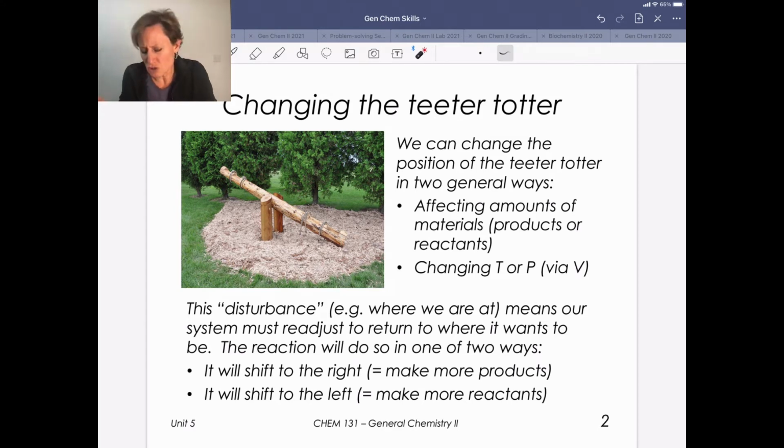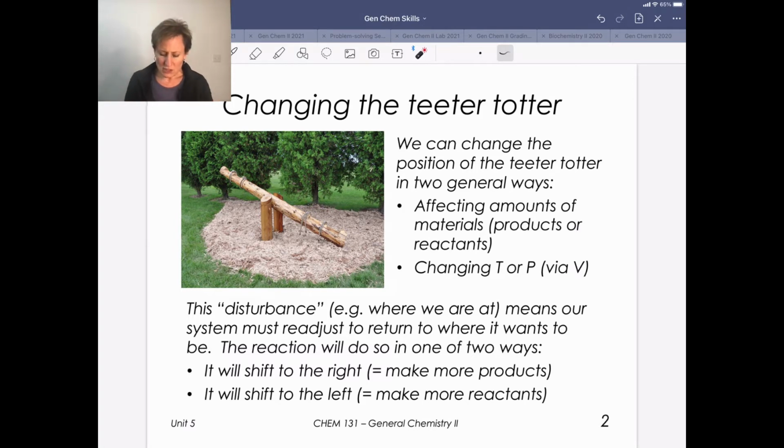So how can we actually change a teeter-totter? Well, there's 2 general ways that we're going to talk about changing the position of a teeter-totter. We can change or affect the amounts of materials that we have, maybe products or reactants. Or we can think about changing the temperature or the pressure, remembering that we can change pressure by adjusting volume. This really only matters when we have gaseous species, but we're going to go through some examples of the ways that we can change equilibria.